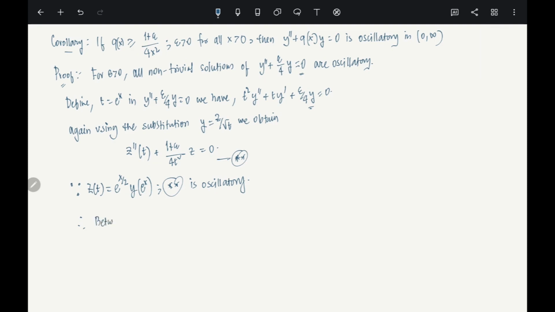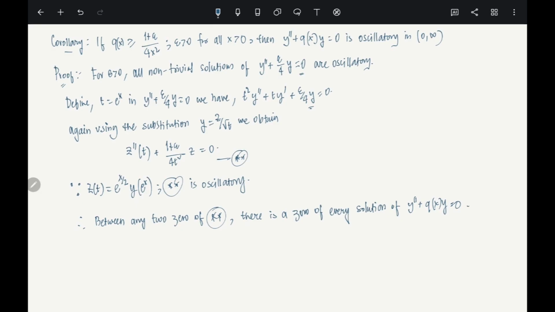between any two zeros of the equation star star, there is a zero of every solution of y double prime plus q(x) y equals to 0. I hope this is clear.